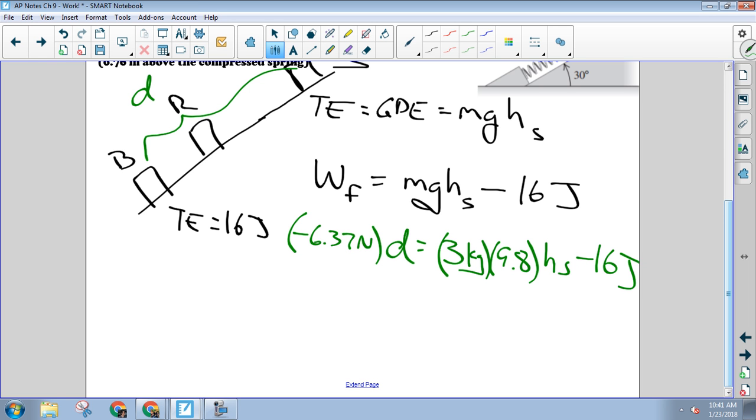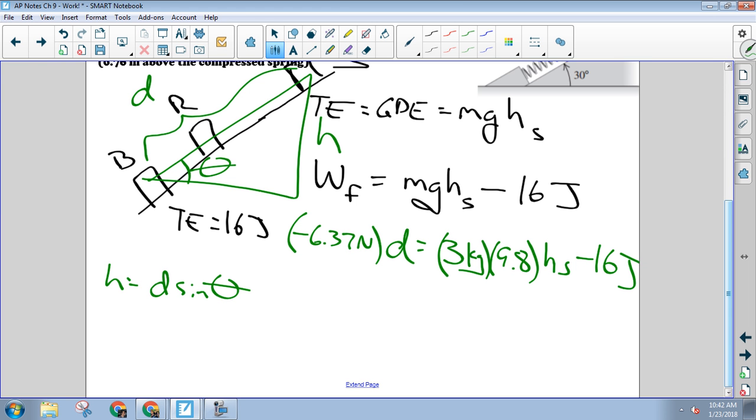Yes? Give me an angle. Right, there's our triangle, right? Here's height, here's d, here's theta, right? So we're trying to solve for d, right? So height is d sine theta, is that right? So plug in d sine theta and then solve for d. Make sense, you guys? Bless you. Thanks. All right.